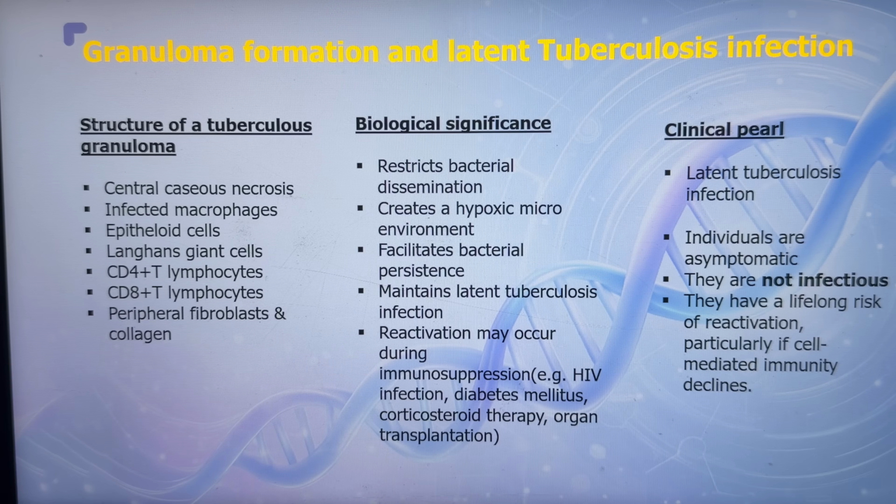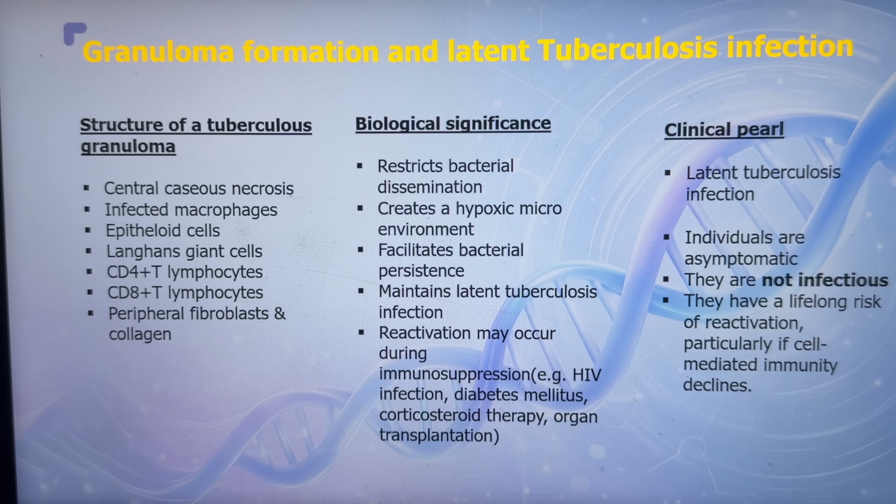Peripheral fibroblasts and collagen. They lie in the outermost layer. They deposit collagen, leading to fibrosis and eventual encapsulation of the granuloma. In healed tuberculosis, what happens? These lesions may undergo dystrophic calcification, producing the classic Ghon complex or Ranke complex on imaging.